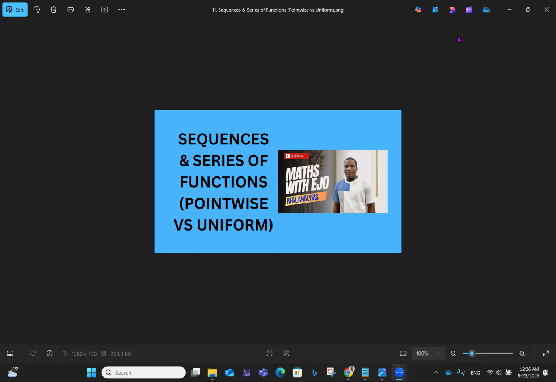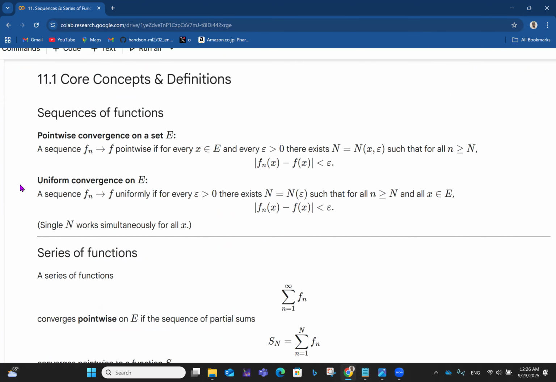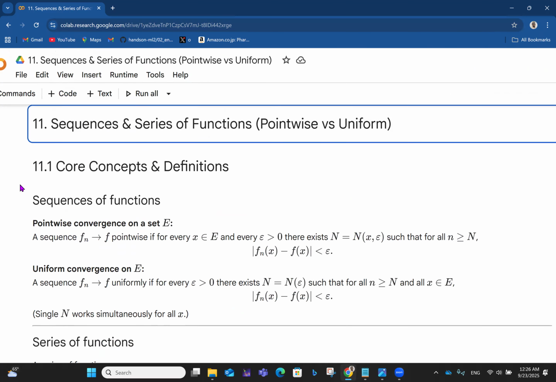We're still talking about real analysis, and this video focuses on sequences and series of functions, comparing pointwise versus uniform convergence. In previous videos, we had considered sequences of functions in real analysis and also series of functions in real analysis separately, but here we are zeroing in on comparing pointwise versus uniform convergence. Okay, so let's go into that. The core concepts and definitions, first of all.